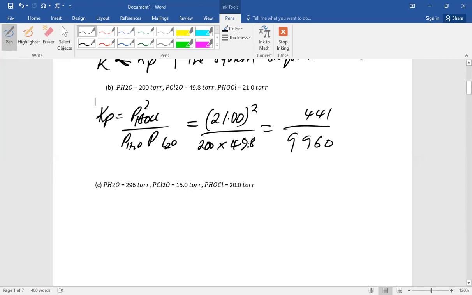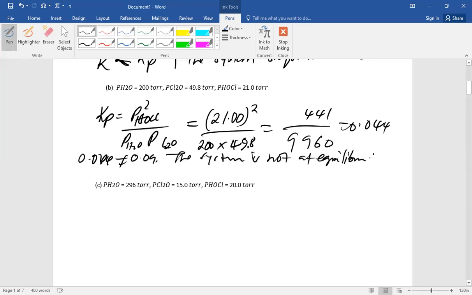Now I have 441 divided by 9960, which gives us 0.044. Now we compare 0.044 with 0.09, which means the system is not at equilibrium. Since the system is not at equilibrium, how is it going to shift? Because this is our Kp and the other one was K, K is greater than Kp, because 0.09 is greater than 0.044. So that means the shift is to the right, because it's pointing to the right-hand side.